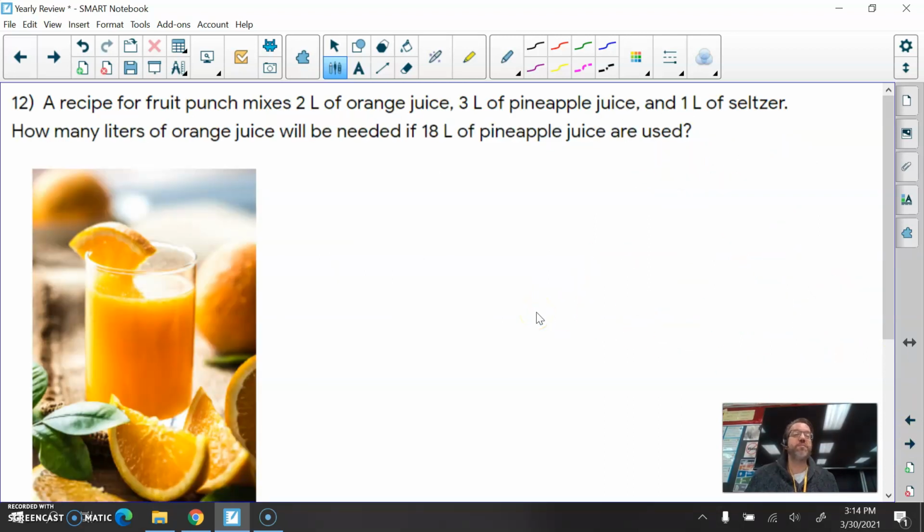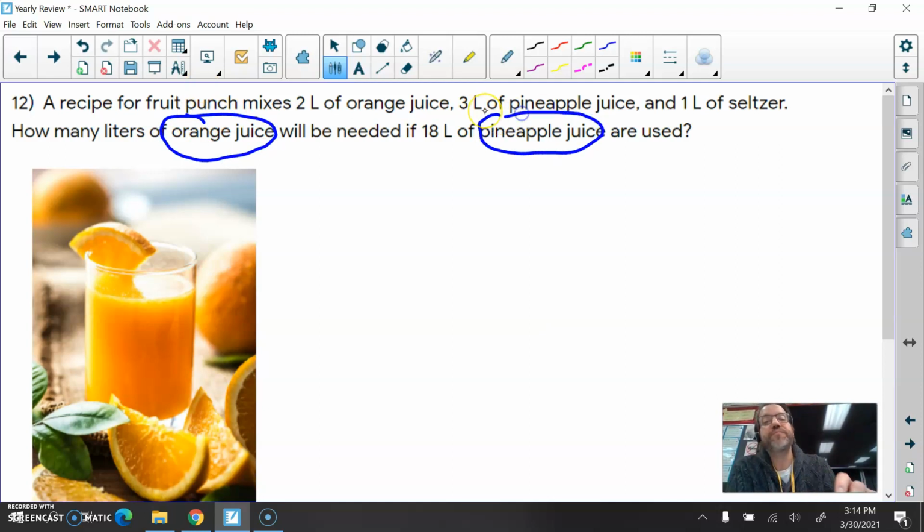All right, number 12. A recipe for fruit punch mixes 2 liters of orange juice, 3 liters of pineapple juice, and 1 liter of seltzer. How many liters of orange juice will be needed if 18 liters of pineapple juice are used? See, what we're doing here is we're comparing orange juice to pineapple juice. So what I'm going to do is write a ratio using the measurements in this first sentence.